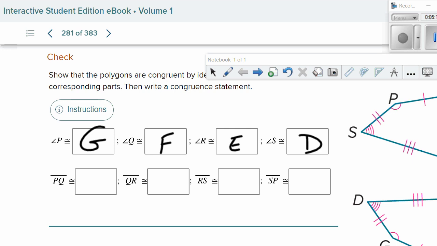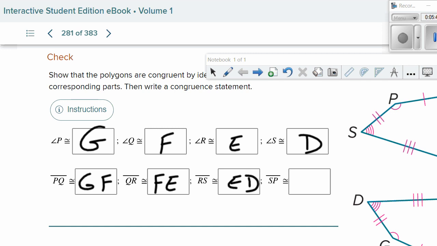So remember, when you're looking at angles being equal, it's the number of arcs that match up. Those are corresponding, okay? And then if we look at PQ, that should be GF, side GF. If you look at QR, that should be FE, side FE. And RS should be ED.